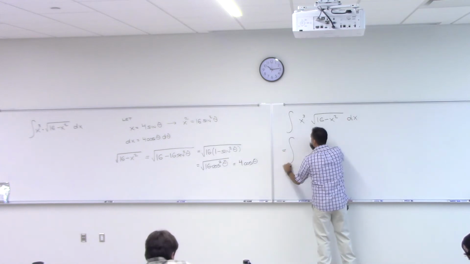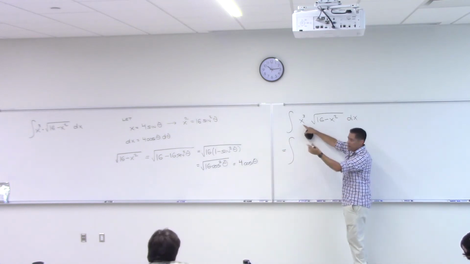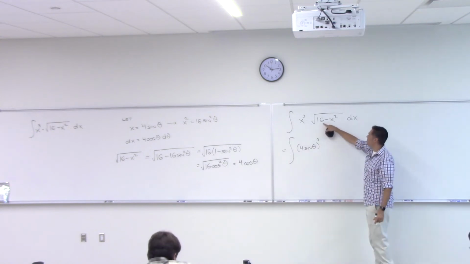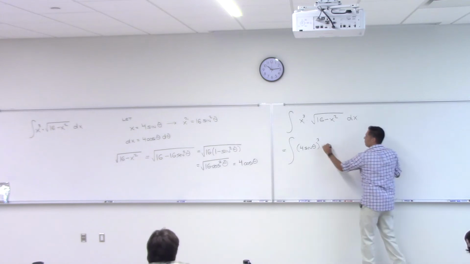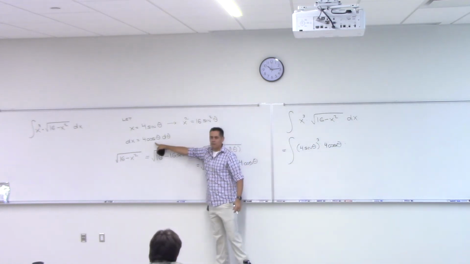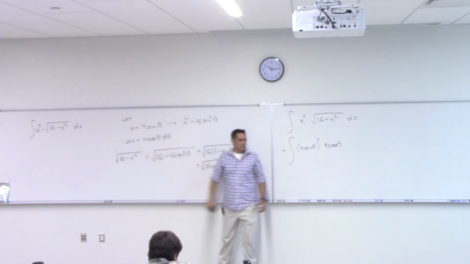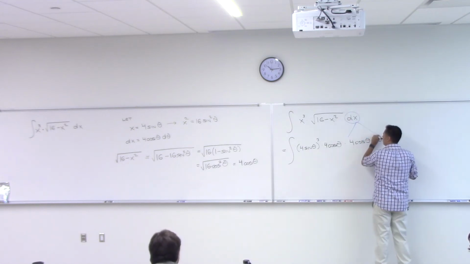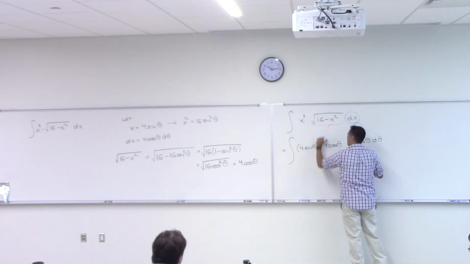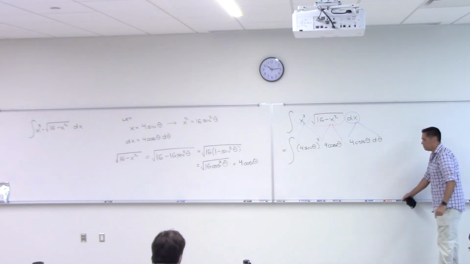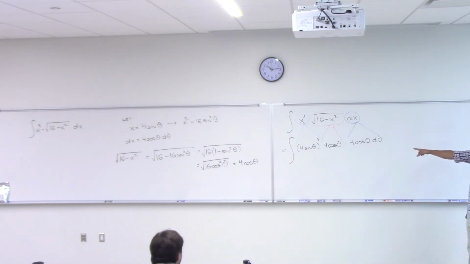Okay. x cubed, well, what's x for us? 4 sine theta, right? So I'm going to cube that. 4 sine theta, I need to cube that, times this square root of 16 minus x squared, which becomes 4 cosine theta, times dx. What's dx? 4 cosine theta d theta. I've rewritten everything. This becomes this, right? This became that. And this becomes this, right? Do y'all see what I've done? What type of integral is this? Trig, right? This is what we just spent time doing.